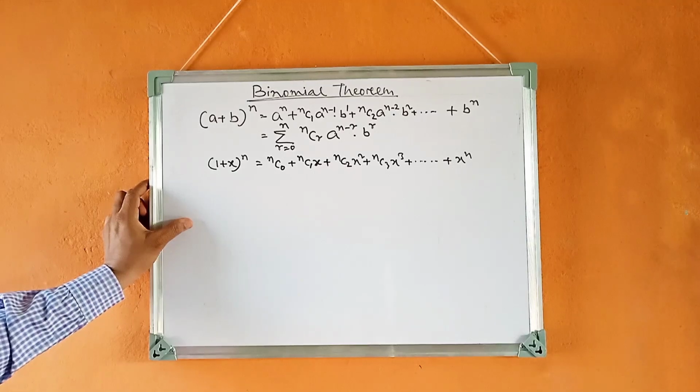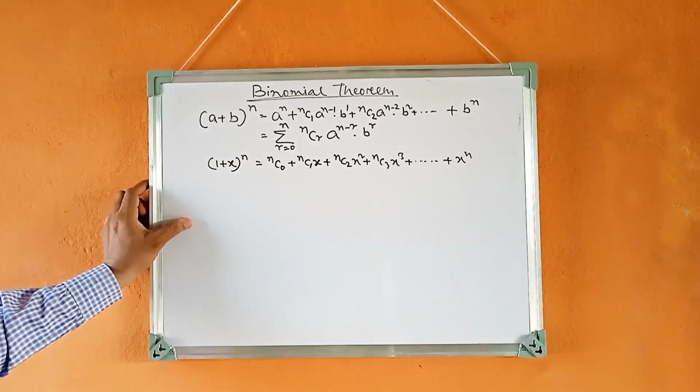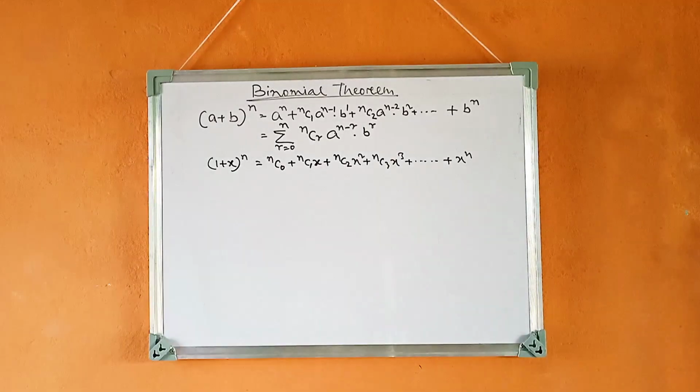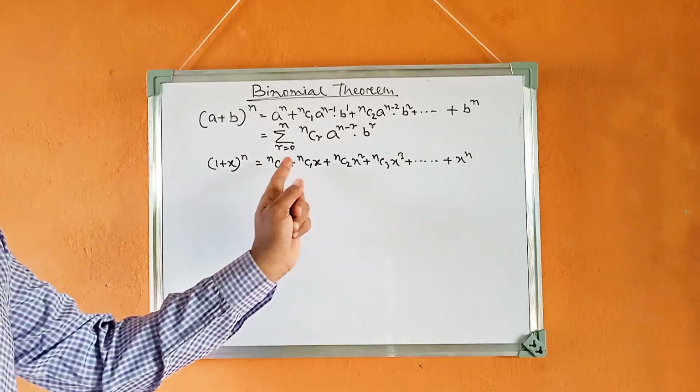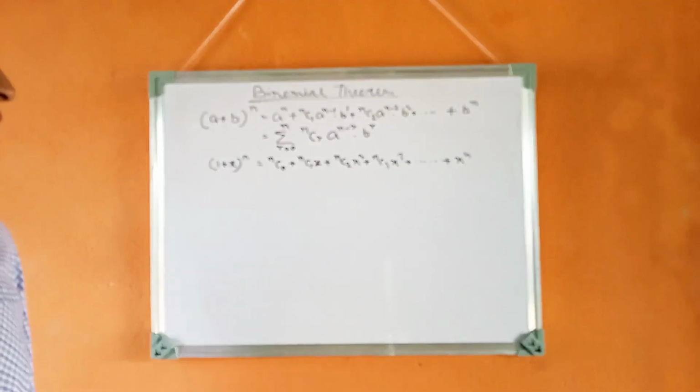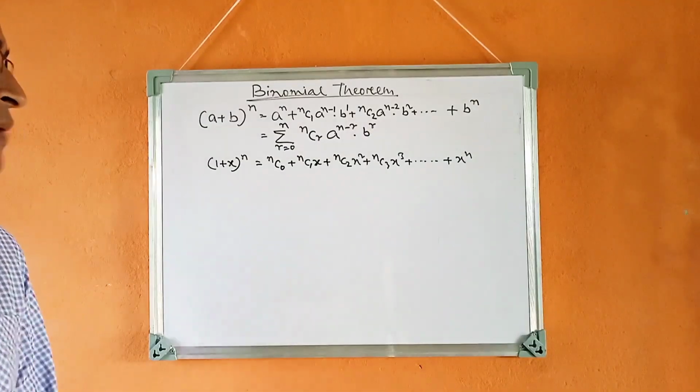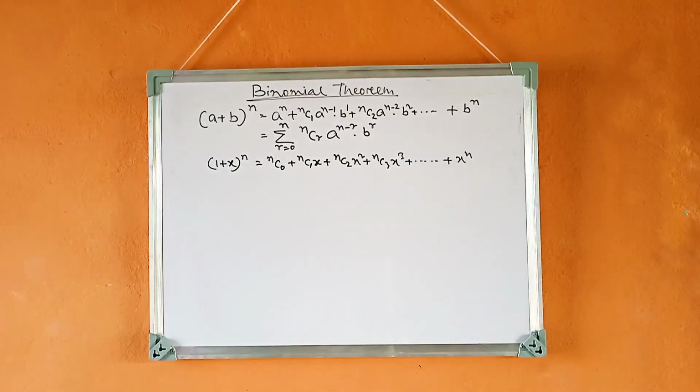If we put a equal to 1 and b equal to x and the whole to the power n, we get nC0, nC0 means 1, plus nC1 into x plus nC2 into x^2 plus nC3 into x^3, and the last term is x^n.